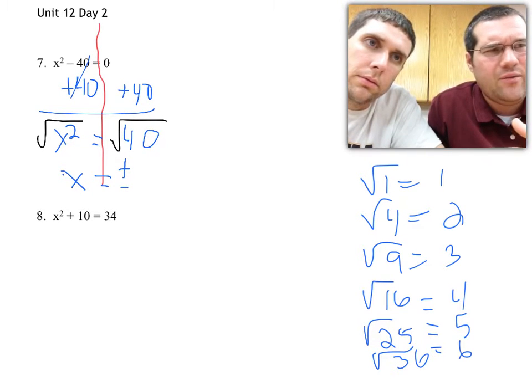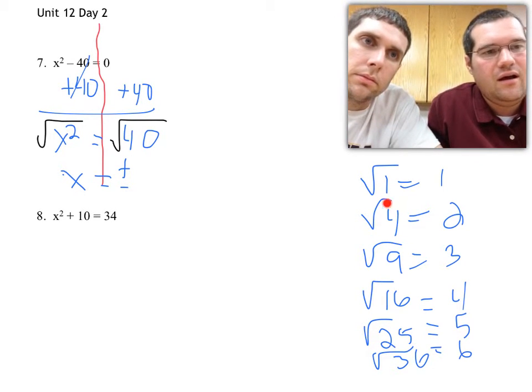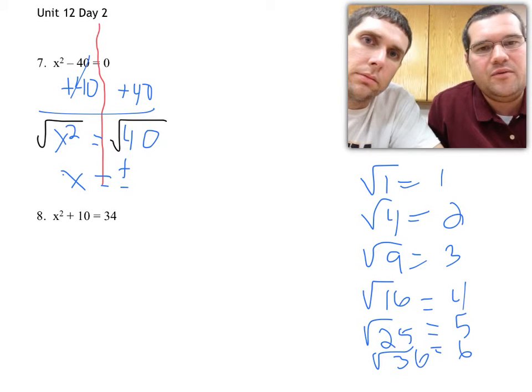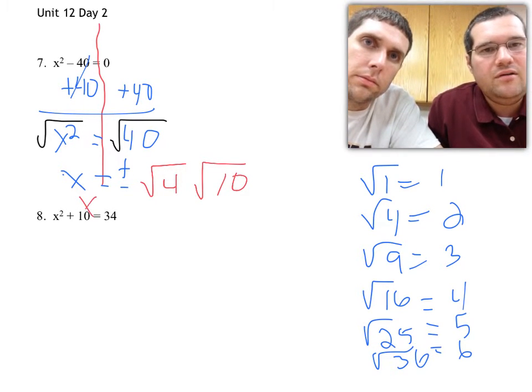That would be the first thing I would do, and then let's just break down this radical 40. So I go over to that list. We've, I think, done radical 40 before, so I'll do it real quick. 4 can go into 40, so I'm going to use that perfect square. So I'm going to do radical 4, and I know that 4 times 10 is 40. And then, so now I'm going to do x equals, don't forget your plus, minus, break down radical 4 into 2, and then leave that as radical 10.